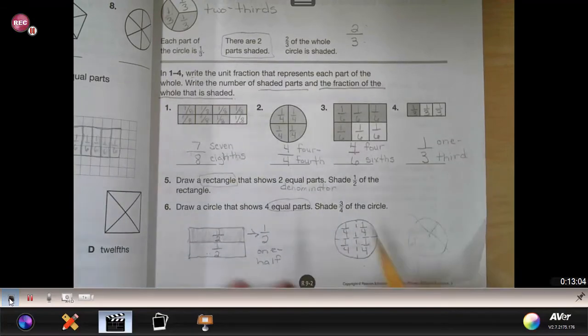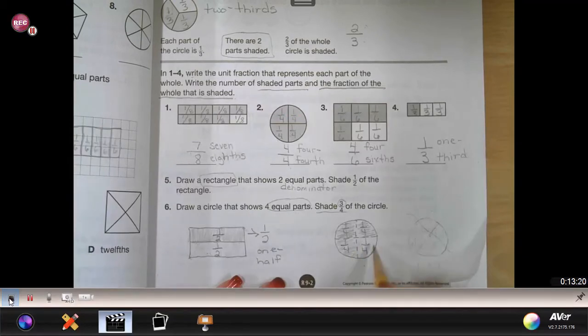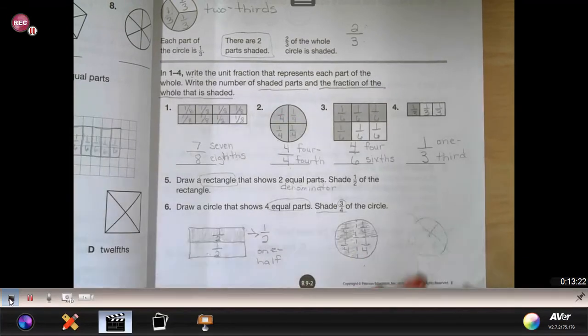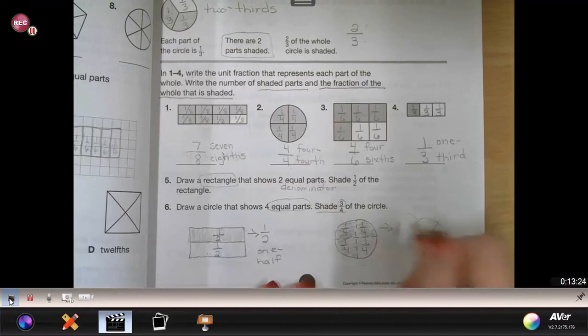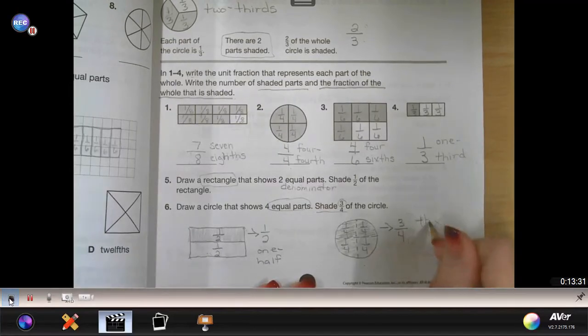And now it says to shade 3 of the fourths. So we're counting 3 of these 4th pieces. That's our numerator. 1, 2, and 3. We're shading in 3 of these 4 pieces. Now, we're going to write 3/4 here, and we are going to write it as words, 3 fourths.